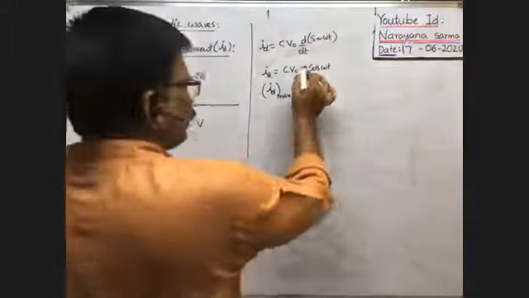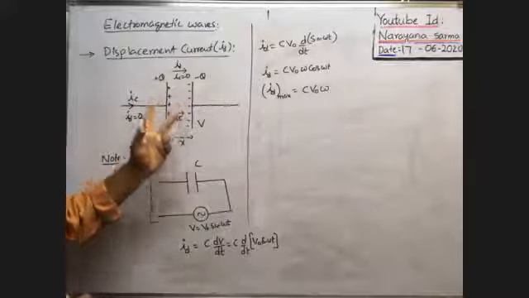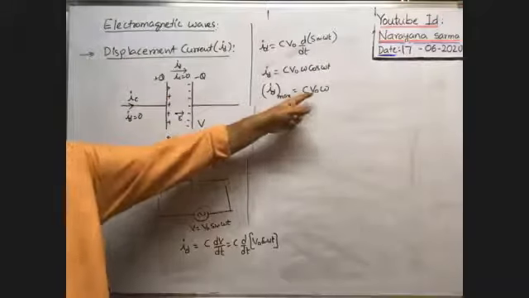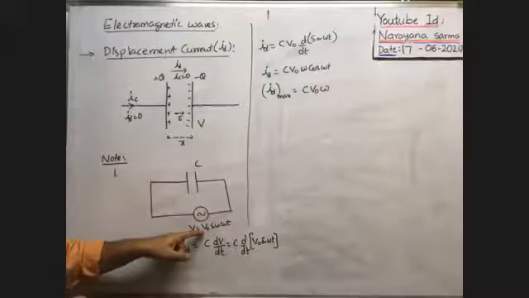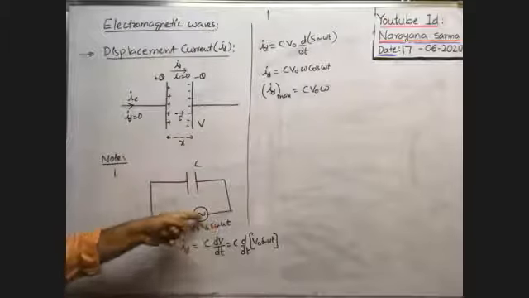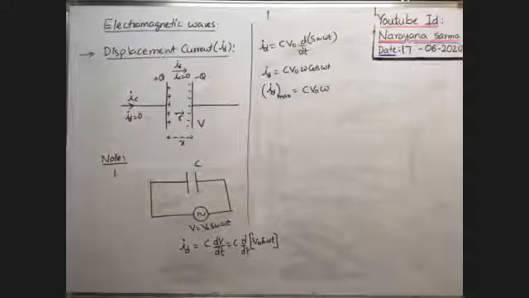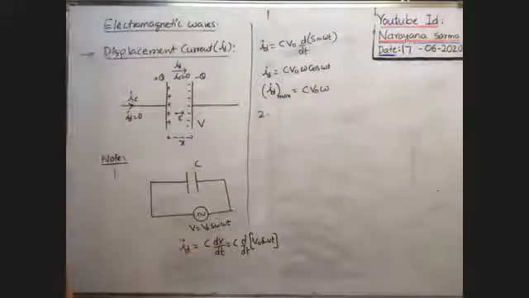CV naught omega. Sometimes you will be given the alternating voltage applied between the two plates of the capacitor. Then what is the maximum displacement current between the two plates? It means CV0 into omega. C is the capacitance, V0 is the peak voltage or maximum value of the applied alternating voltage, and omega is the angular frequency of the AC signal applied. In this way, we can find the maximum displacement current between the two plates of the capacitor. Next one, what is the magnetic field developed between the two plates of the capacitor?